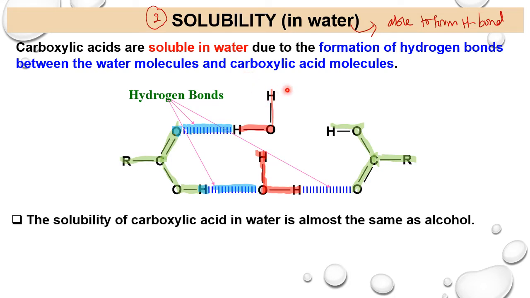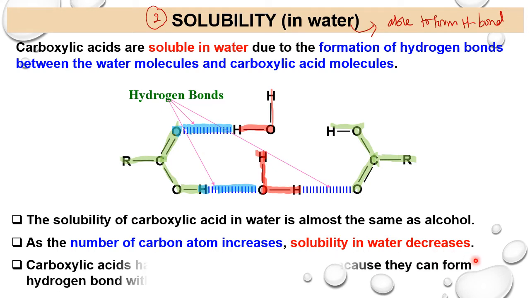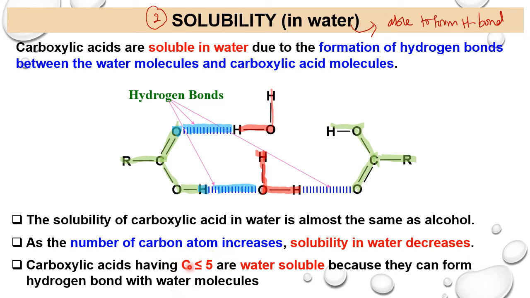But the solubility of carboxylic acid in water is almost the same as alcohol. So remember, alcohol is also soluble in water because it can form hydrogen bond. But not all alcohols can be soluble in water. Only up to 5 carbon alcohols can be soluble in water. So as the number of carbon atoms increases, where carbon atom here refers to our alkyl group, the solubility of your carboxylic acid in water will decrease. Carboxylic acids having carbon less than or equal to 5 are water soluble. So if there are 5 carbons, which is your pentanoic acid, it is soluble in water because it can form hydrogen bond with water molecule.